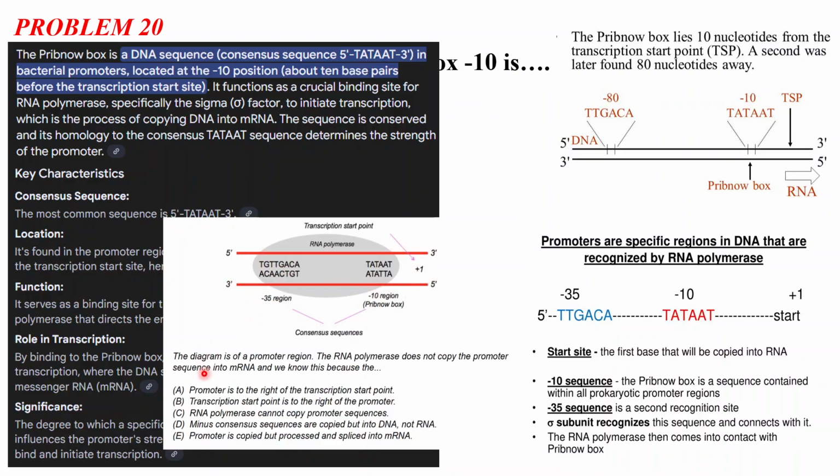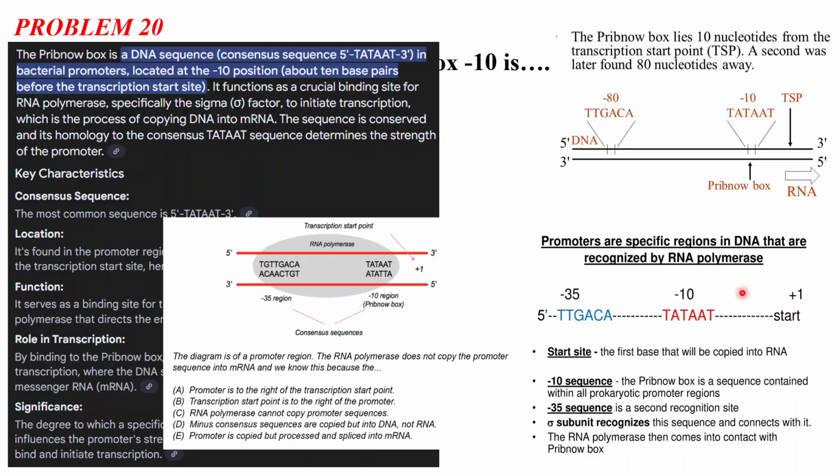Okay. So the diagram shows a promoter region. RNA polymerase does not copy the promoter sequence into mRNA. This is because the promoter is upstream of the transcription start point. The transcription start point is downstream of the promoter. The RNA polymerase cannot copy the promoter sequence. The -10 and -35 consensus sequences are in the DNA, not in the RNA. The promoter is not copied into mRNA. The start site, the +1, will be copied to RNA.